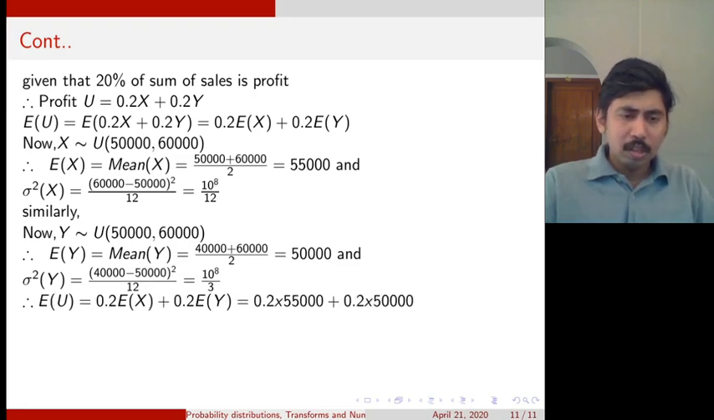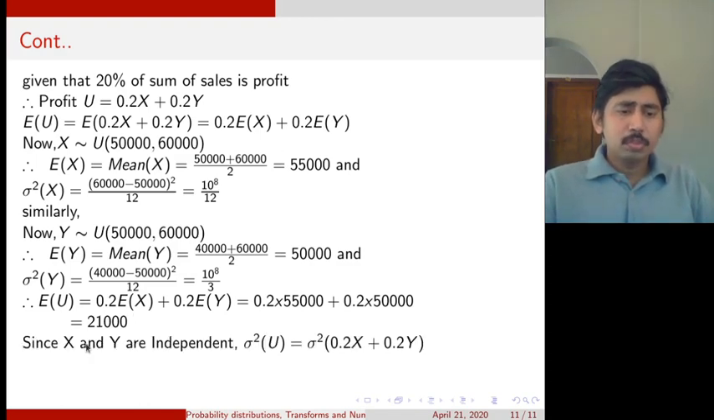And the expectation of u, in a similar way, is the expectation of 0.2x plus 0.2y. You can take the constant outside, it's linear. So the expectation of u equals 0.2 into expectation of x plus 0.2 into expectation of y. Substituting here the expectation of x and the expectation of y, we will get 21,000. That's the expected value of profit.